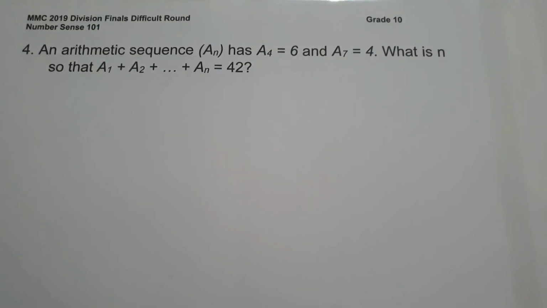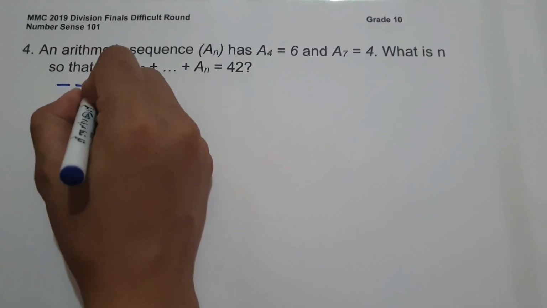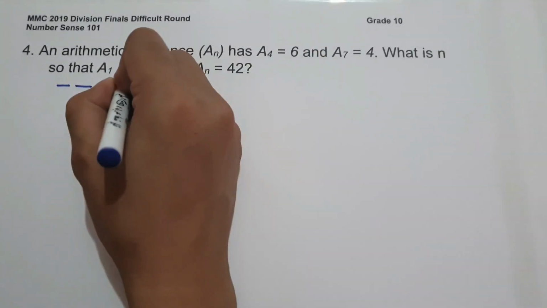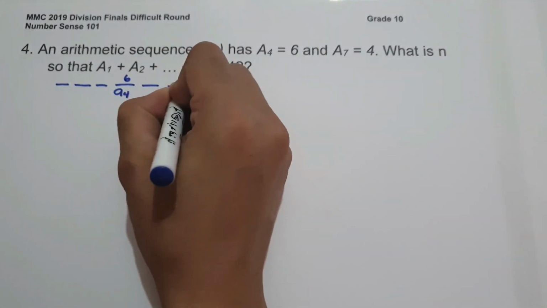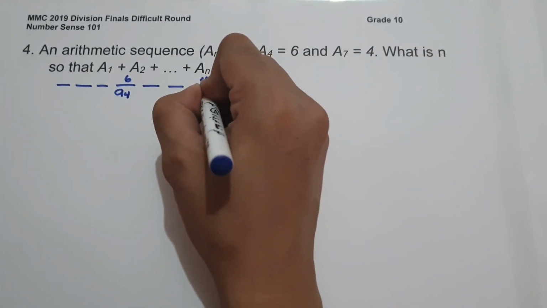On number 4, an arithmetic sequence a sub n has a sub 4 equals 6 and a sub 7 equals 4. What is n so that a sub 1 plus a sub 2 up to a sub n equals 42? So let us identify first the given. So we have a sub 1 is blank, second, third, and a sub 4, that is 6. And then we have 5, 6, 7. So we have a sub 7, that is 4.